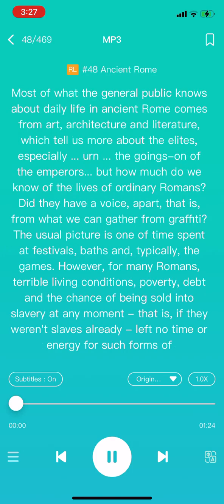Most of what the general public knows about daily life in ancient Rome comes from art, architecture and literature, which tell us more about the elites, especially the goings-on of the emperors. But how much do we know of the lives of ordinary Romans? Did they have a voice? Apart, that is, from what we can gather from graffiti.